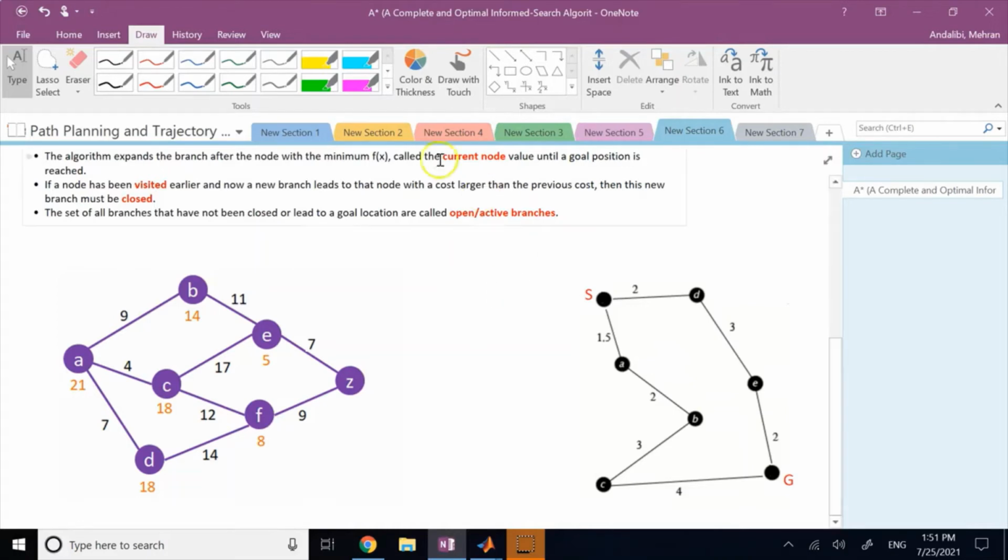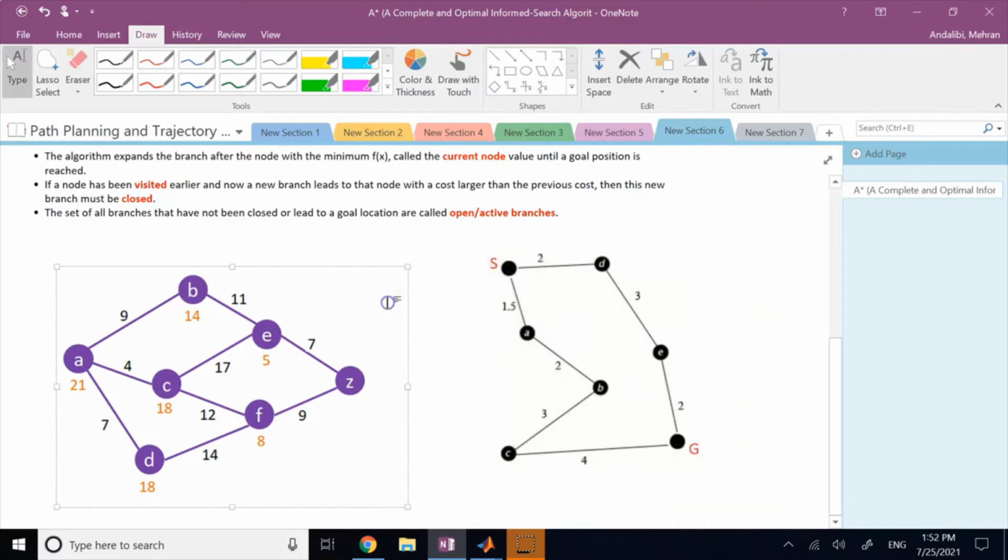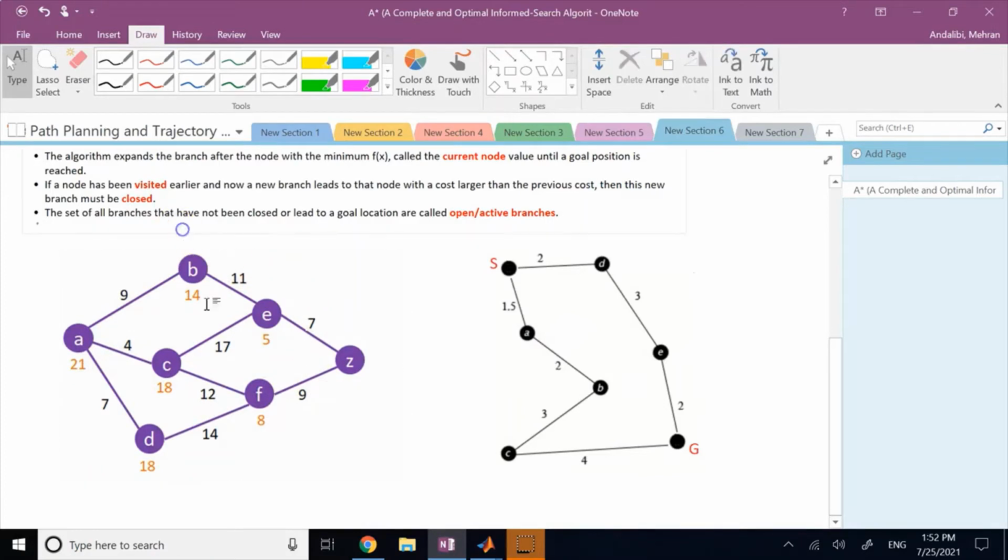There is some terminology that you might also hear when you're working with this algorithm: current node, visited node, closed branch, and open or active branch. So what is it? Let me explain them as I go through solving these examples. Let me explain the algorithm by going through an example instead of just reading over the definitions and then referring you back to them. Let's try to solve it, and whenever we reach one of these, I'll explain.